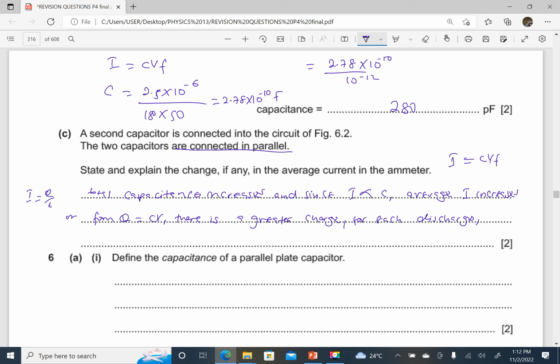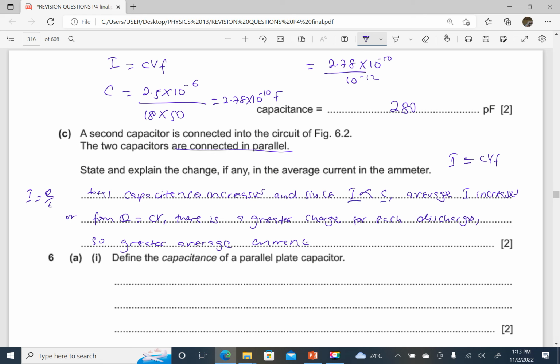So we have a greater average current. You can think about it in that way: since the total capacitance increases, and from Q is equal to CV, it means there's a greater charge for each discharge. And since current is Q over T, it means there is a greater current. Alternatively, we can say total capacitance increases, and since from the expression we saw above current is directly proportional to capacitance, average current increases.